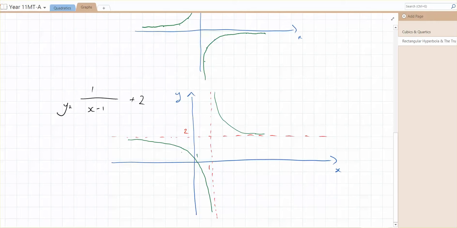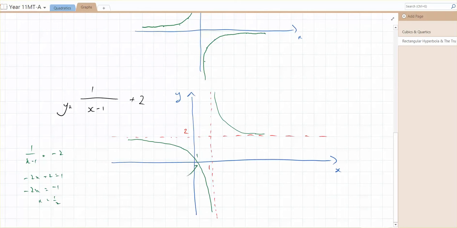My x-intercept is where y equals 0. Slightly more difficult to calculate. 1 over x minus 1 here will equal minus 2. So minus 2x plus 2 equals 1. Minus 2x is equal to 1 minus 2, which is minus 1. X is equal to 1/2.